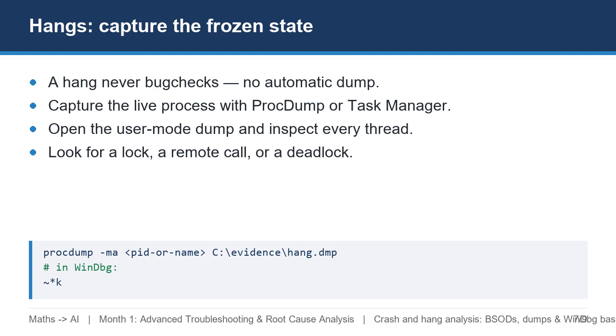A hang never bug checks, so there's no automatic dump. You capture the live process yourself. With procdump -ma or Task Manager's create dump file. Open that user mode dump and run ~*k to walk every thread stack. You're looking for what each thread is waiting on: a lock, a slow remote call, or two threads deadlocked against each other. The wait, not the work, is the story in a hang.